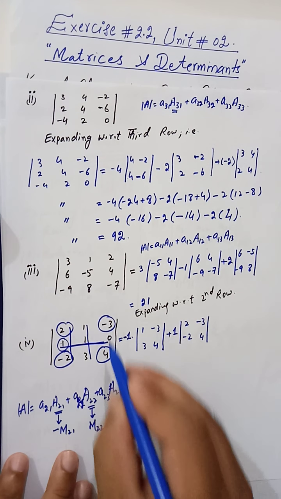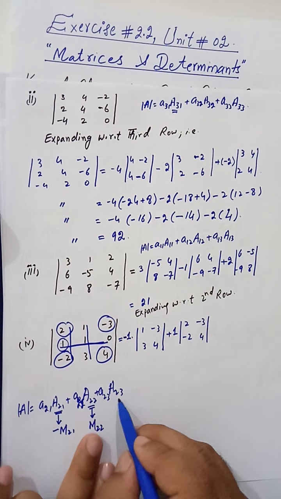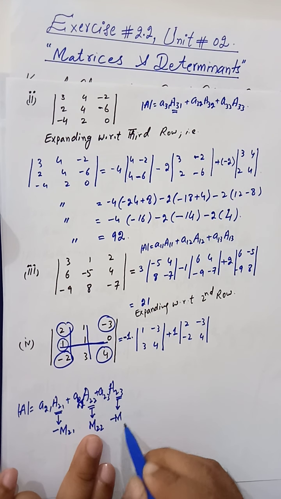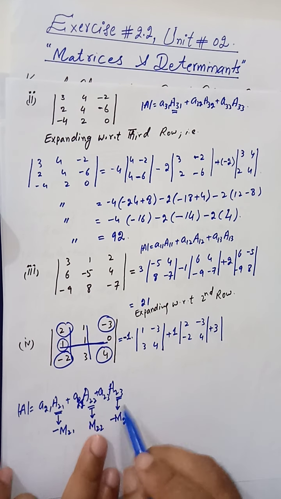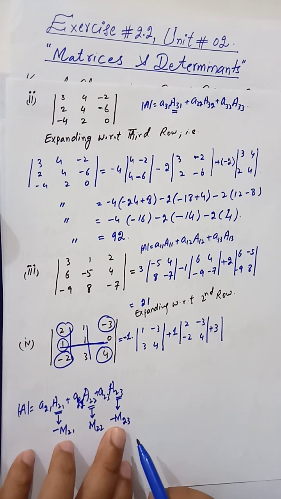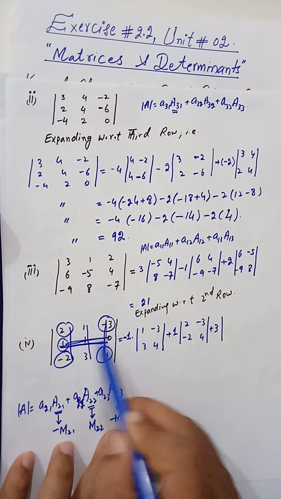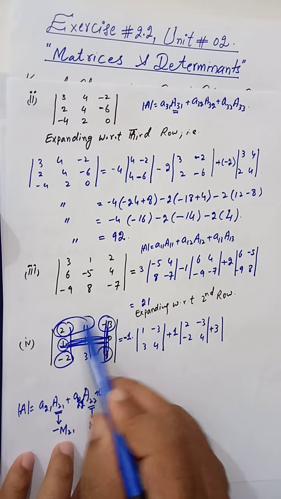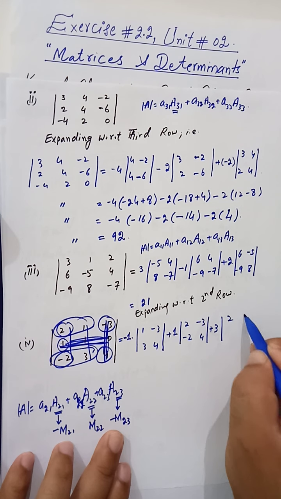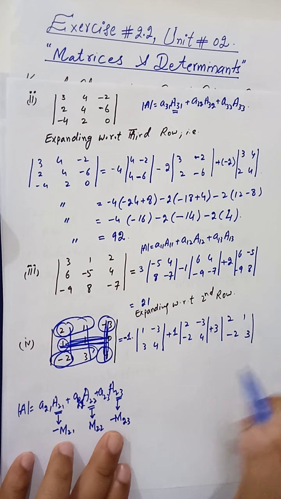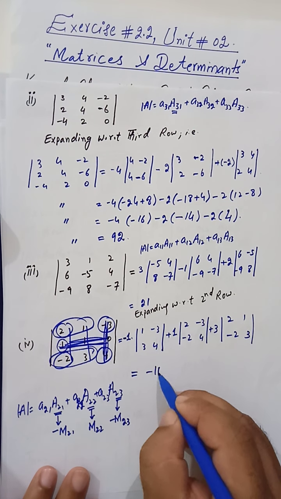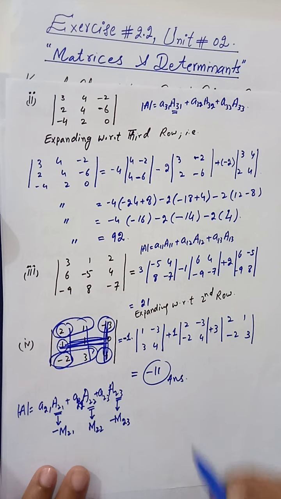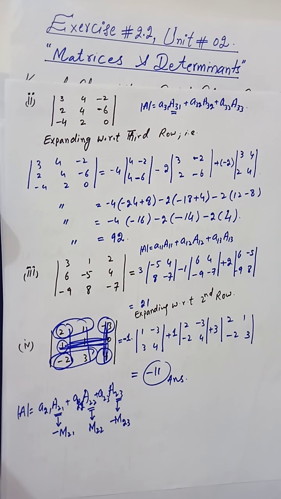Then A23 is minus 3, but this capital A23 is equal to minus times M23. So that minus and this minus will become plus, and this will be 3, and cancel out the second row and third column and take the determinant of the rest. So this is 2 1, minus 2 3. So when you do the simplification, you will get minus 11. You can do the simplification. So this is question number 4 of exercise 2.2.